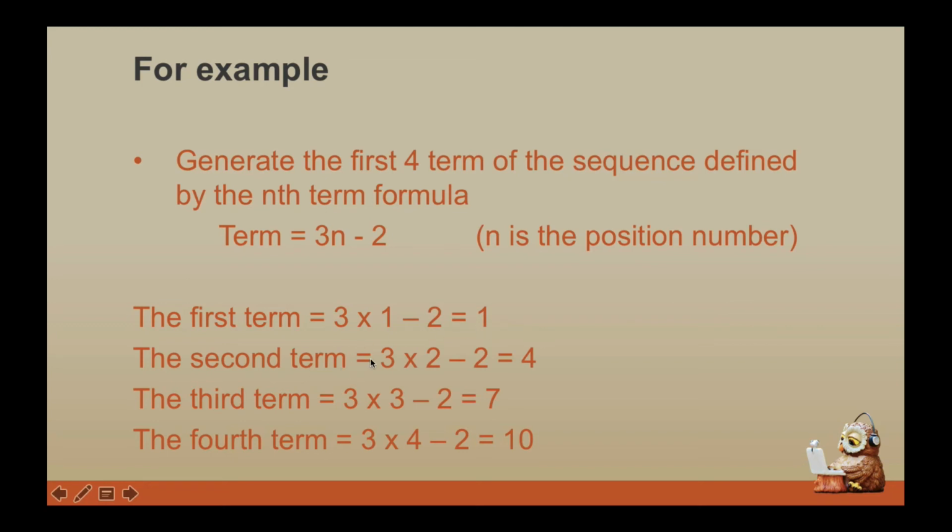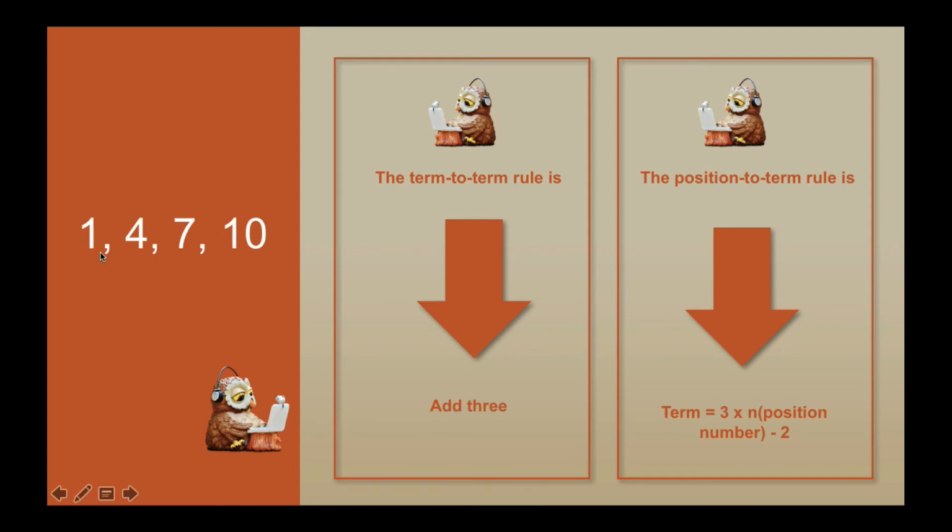The second term, 3 multiply with 2 and then subtract with 2, we have 6 and then subtract with 2 equals 4. The third term, we have 3 multiply with 3 and then subtract with 2. We have 9 and then subtract with 2 equals 7. The fourth term, we have 3 multiply with 4 and then subtract with 2. We have 12 and then subtract with 2 equals 10. So we have the sequence 1, 4, 7, and 10.